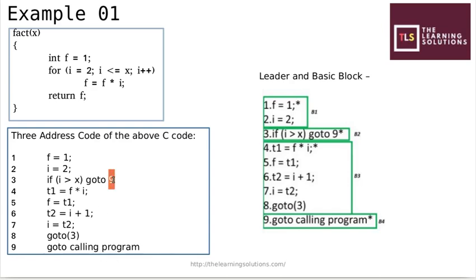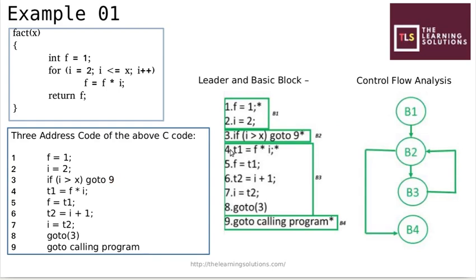Because of this go to 9, this is the target, that is rule number 2. The target instruction or target statement is statement 9. So 9 has started a new block. In this way 4 blocks are created. These 4 blocks can be denoted like this.